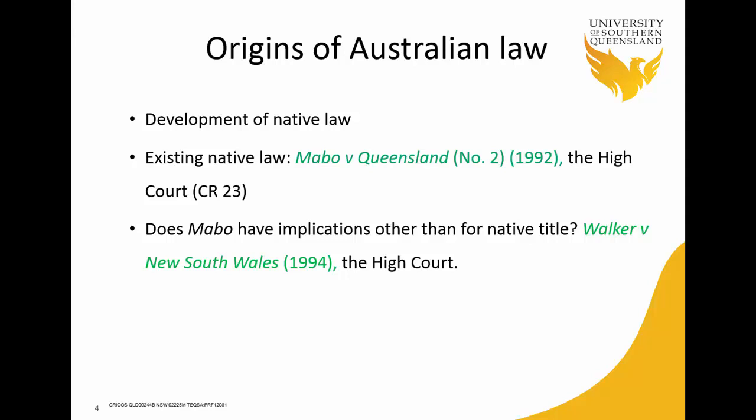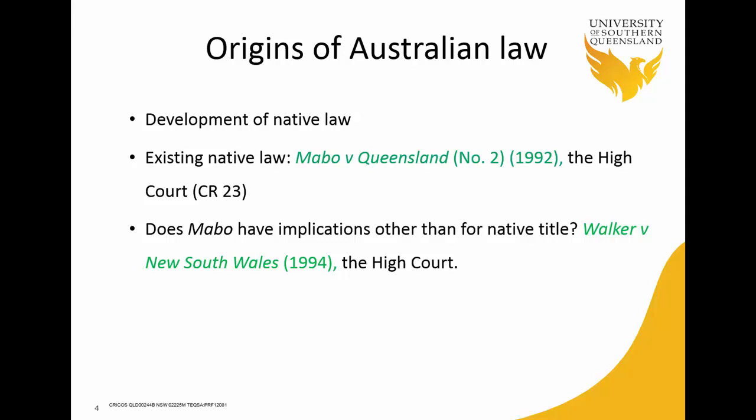The second part of our first objective is about the application of what's known as the doctrine of reception in Australia. The idea of the doctrine of reception, which is a doctrine in international law, was that if there were lands that were unsettled, what's known as terra nullius in Latin.